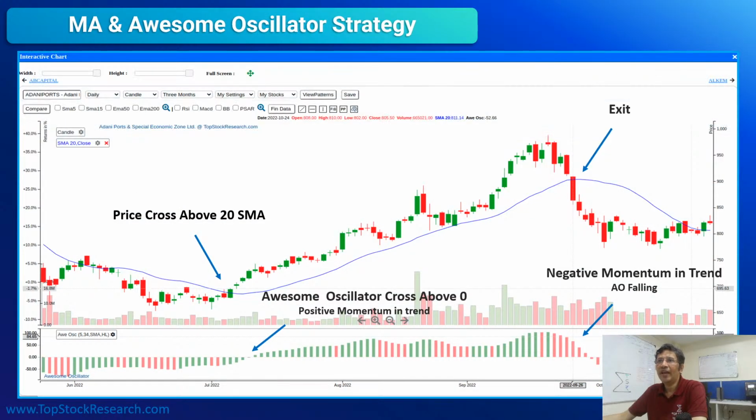Another good strategy is moving average with awesome oscillator, right? So price crossing above the moving average, and awesome oscillator giving positive momentum in the trend. Then negative momentum, awesome oscillator falling, right? So look at all the sources and other patterns. If you are familiar with awesome oscillator, then use it. You can also add this in the screener.